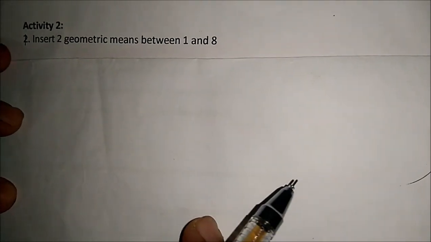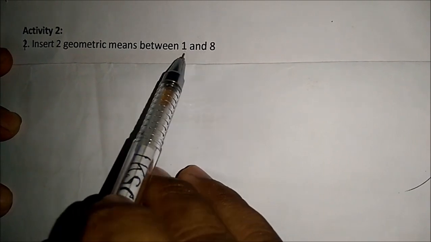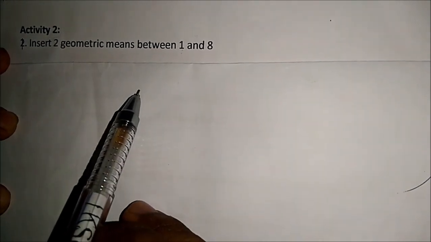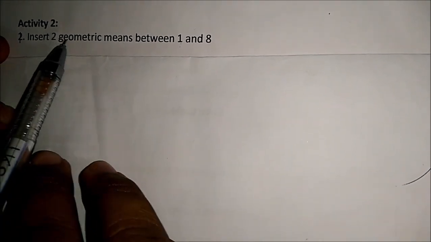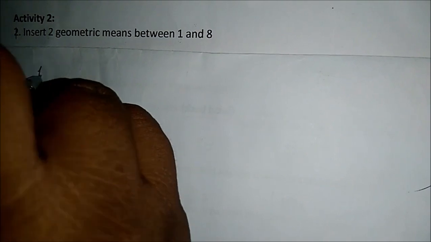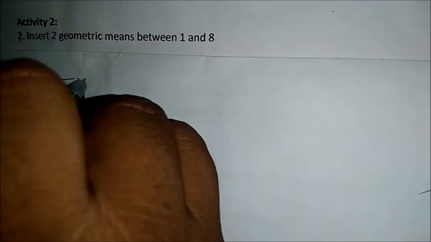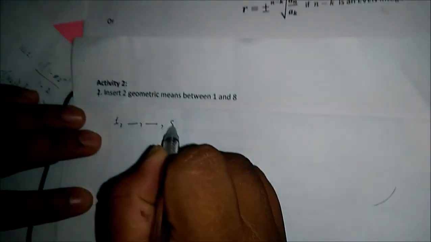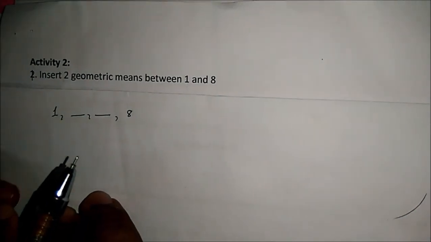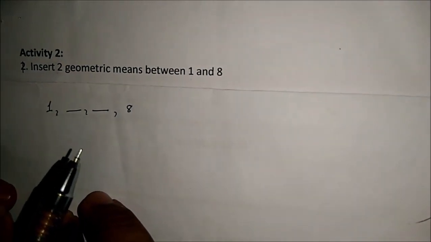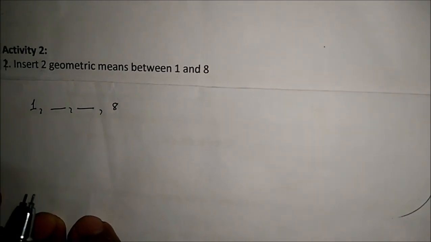Say for example, we have 1 and 8. Now we want to insert two geometric means between 1 and 8. So how do we do it? First, sulat muna natin si 1. Tapos maglagay tayo ng dalawang blank for the two geometric means and then followed by 8. Okay, so the first step is determine the common ratio.